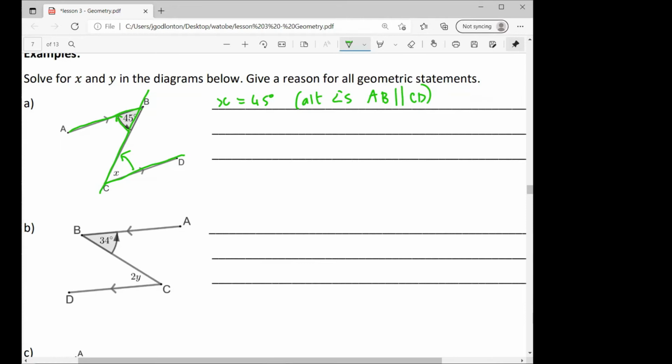So think about what would be equal to what, and then where we need to go from there.